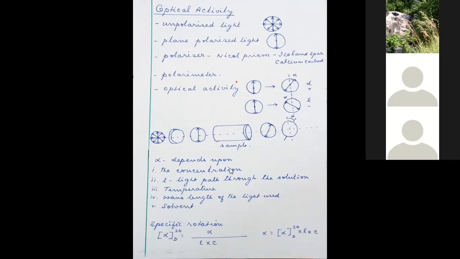And this alpha depends upon five factors. First factor is the concentration. If we have a high concentration of the substance, then the alpha will be more. Also, alpha depends upon the light path through the solution. You can adjust the length of the sample tube. Suppose the sample tube is lengthier, then the light has to travel a long distance inside this tube, and consequently through the solution. So it is the light path through the solution. And also the temperature. Temperature is also a very important factor which affects the polarization.